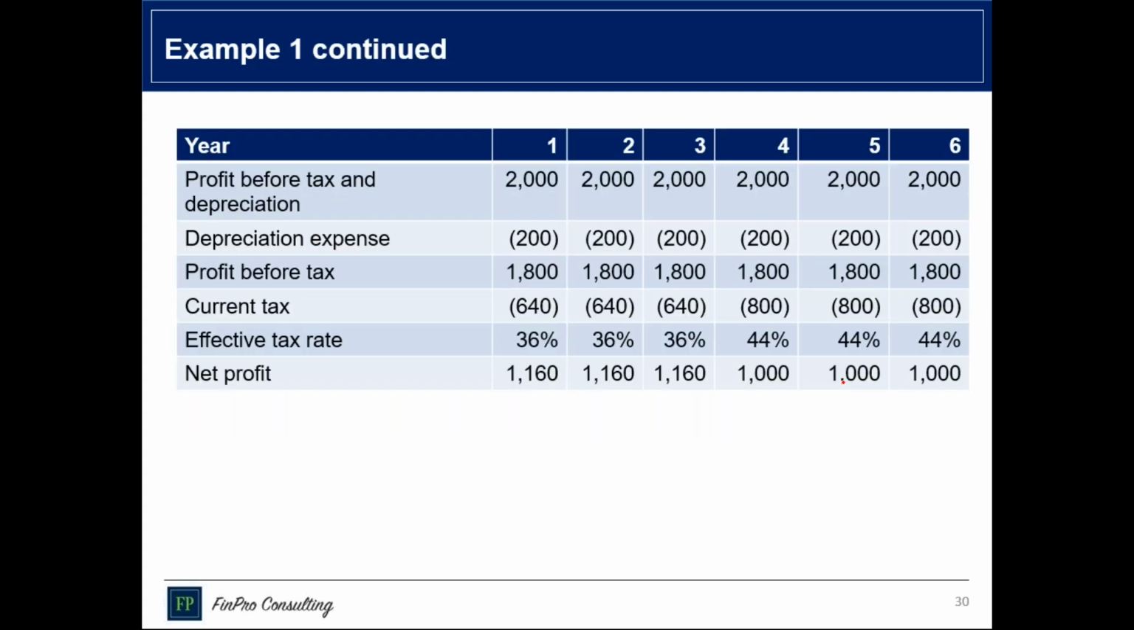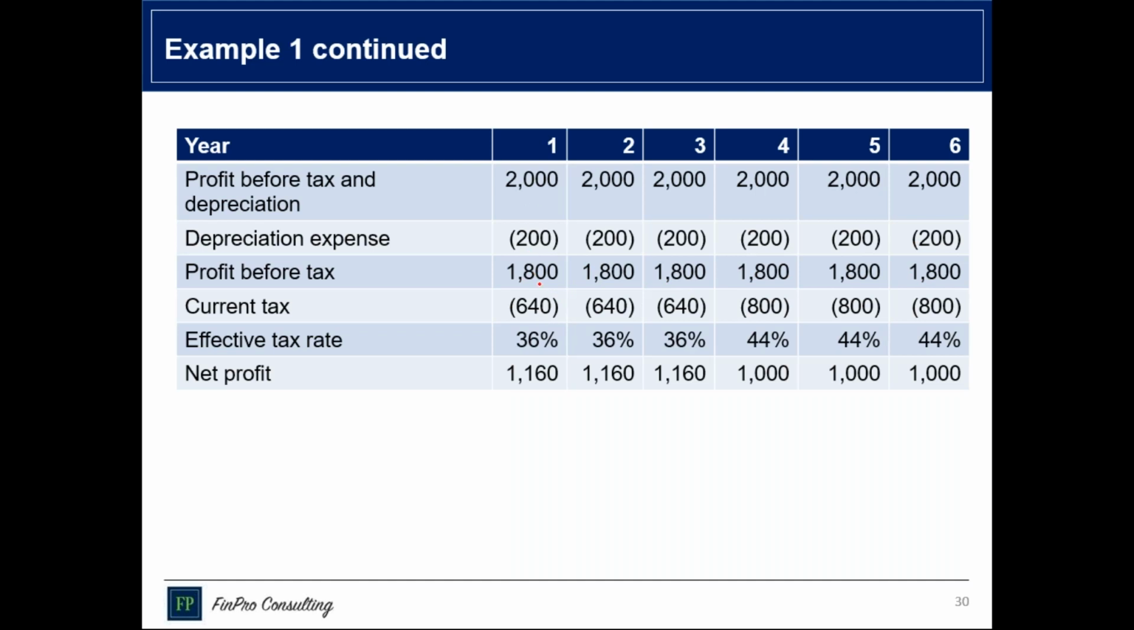So now we are under a very simple example where profit is constant at 2000 rupees. Under my accounting scenario, accounting books under the Companies Act, I am depreciating the asset over the period of 6 years. So 200, 200, 200 on a straight line basis. So profit before tax is 1800 each year.